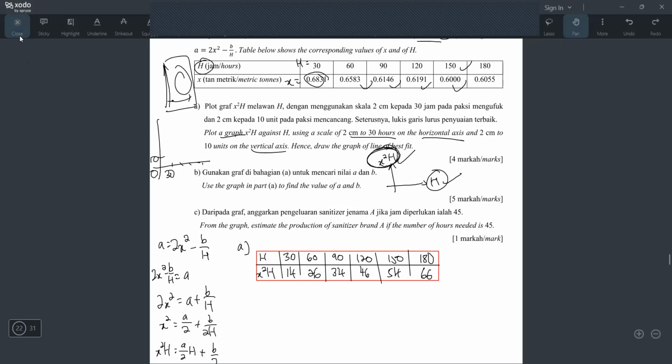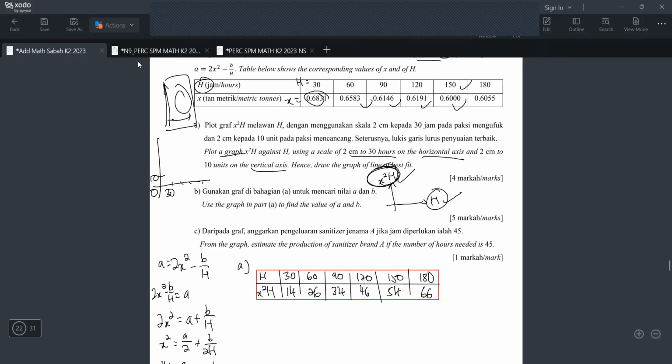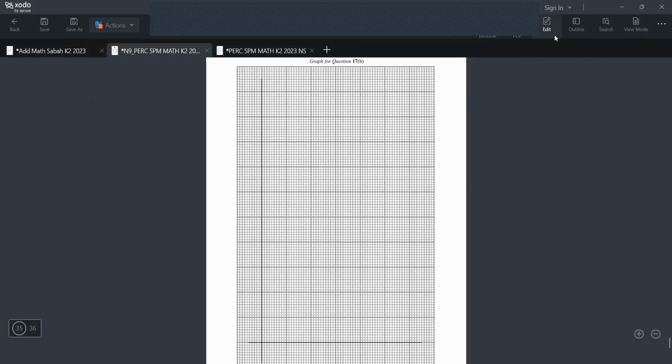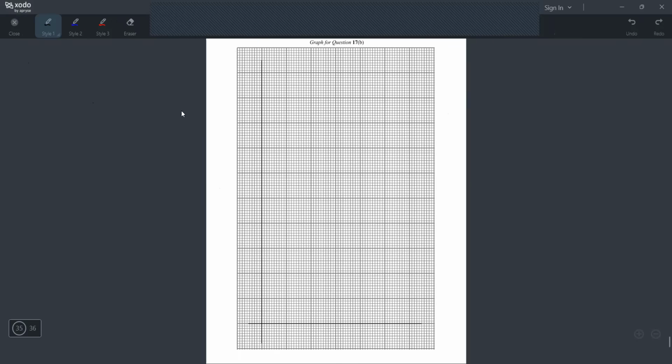So let's go to the graph paper. Since this set doesn't have graph paper, I will borrow graph paper from another set, so ignore this. All right, they say 2 cm to 30, right? So this will be 30, 60, 90, 120, 150, 180, because the highest value just now is only until 180. And here you will write h. Don't make the mistake of writing x. It's h. And then here you will write x squared h.